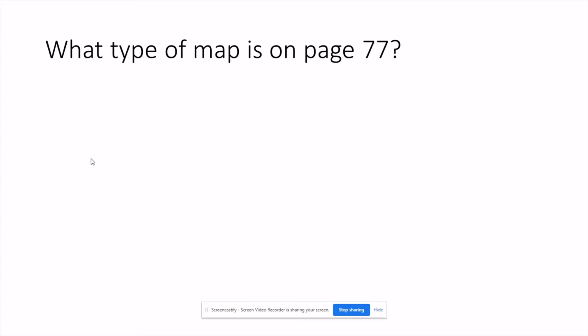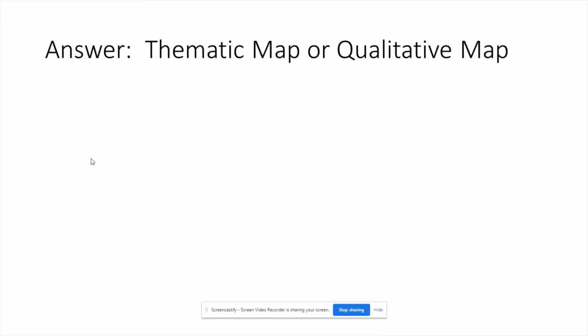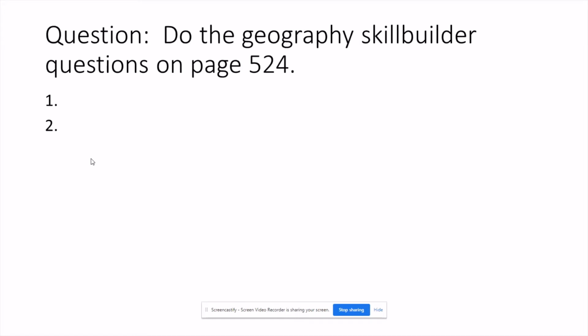Question: what type of map is on page 77? Answer: it's a thematic map, or, to be more specific, a qualitative map. Question: do the geography skill builder questions on page 524. Make sure you pause and do that.